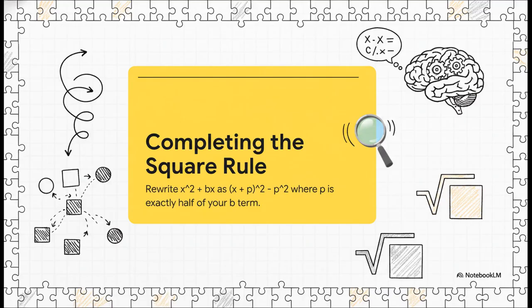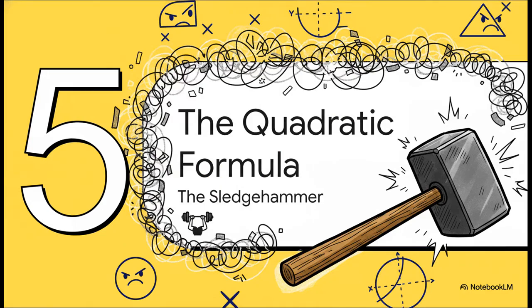By taking exactly half of that middle term and squaring it, you're artificially creating a perfect square trinomial. You deliberately mold the equation into something that can be factored down into a binomial squared, which lets you solve it simply by taking the square root of both sides. It's brilliant. Section 5. The sledgehammer, also known as the quadratic formula.